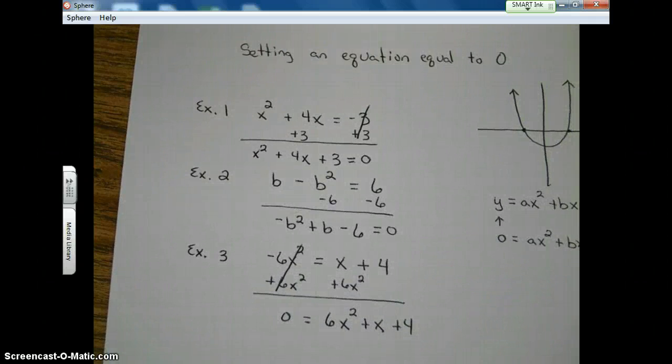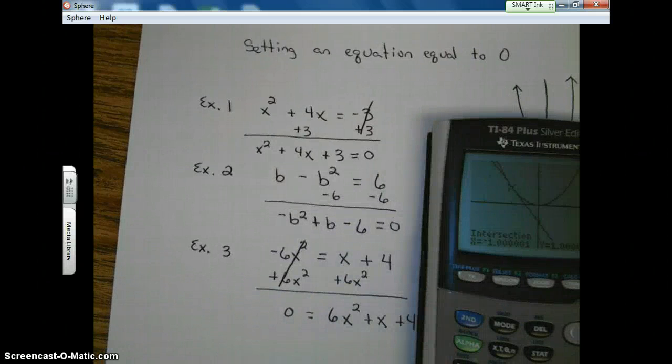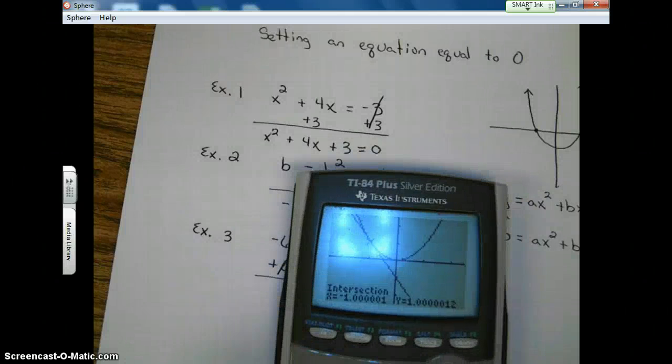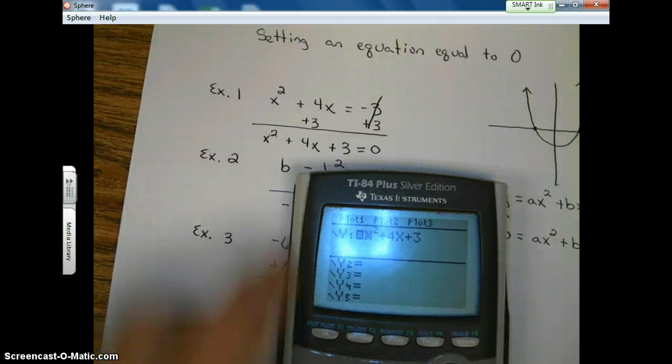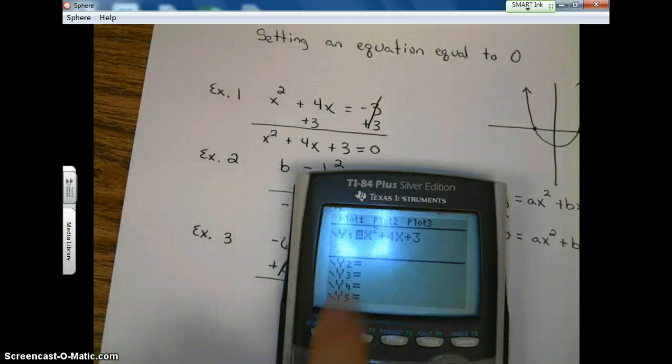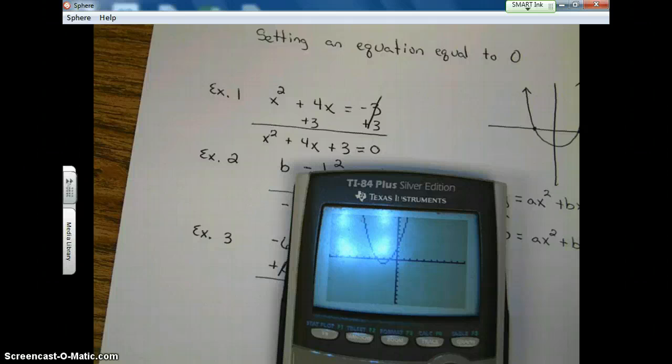Okay, so now let's talk about the solutions really quick here. So tomorrow you're going to be using your calculator, plugging in the equations. So I plugged in the equation into y equals, press graph, and basically we have how many solutions? We have 2 solutions. Okay, let's take a look at the next one.